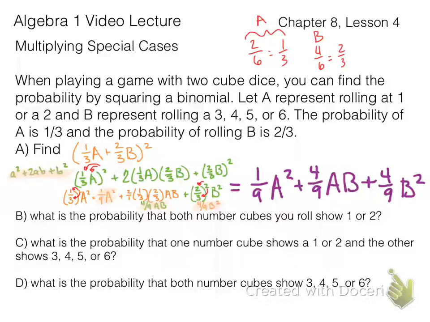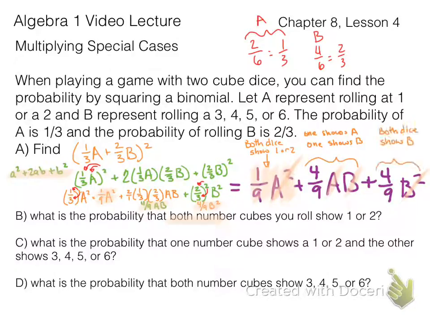So if you have A squared, that means both dice have A. If you have an A and a B, it means one dice has an A situation and one dice has a B situation. And B squared means that both dice have a B situation. So let's go ahead and look at the next question. Letter B. What is the probability that both number cubes you roll show a 1 or a 2? Well, that would be both cubes showing an A situation. So that is actually 1/9.